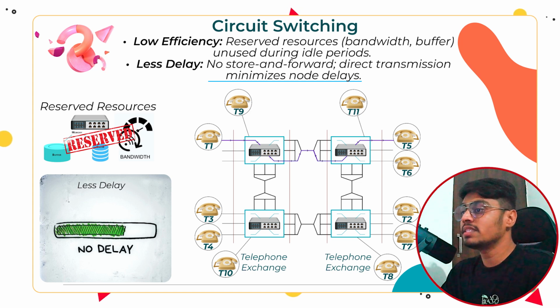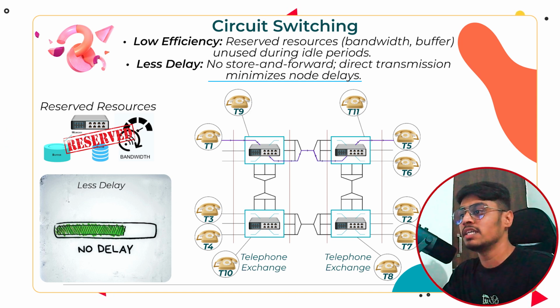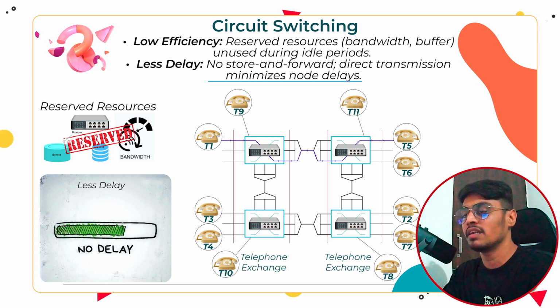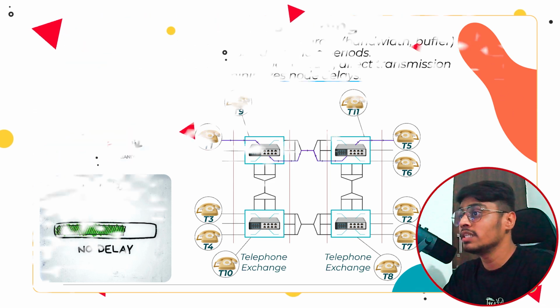Now there is a problem with circuit switching. Since it works at the physical layer, we can't divide data for transmission. And what we need most importantly is efficiency. That's why circuit switching is best for telephone network but not suitable for services like email or WhatsApp or computer networks in general.